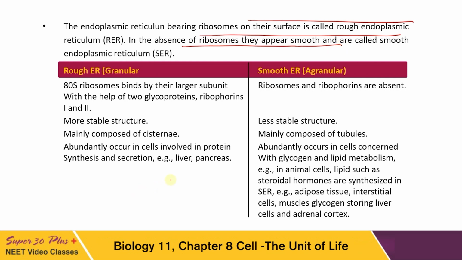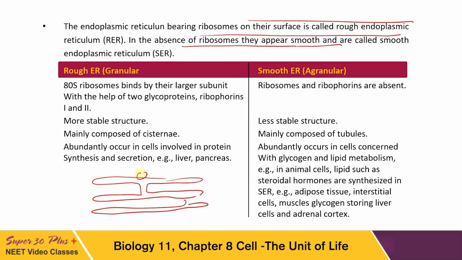You can recall that I had drawn that cisternae are there. These are a system of parallel tubes which are interconnected, and the ribosomes are attached to them. So the ribosome binds to the surface by its larger unit, with the help of two glycoproteins, ribophorins first and second. This is a more stable structure, mainly composed of cisternae. As I told you, these are abundantly found in cells actively engaged in protein synthesis, for example the cells of liver and pancreas.